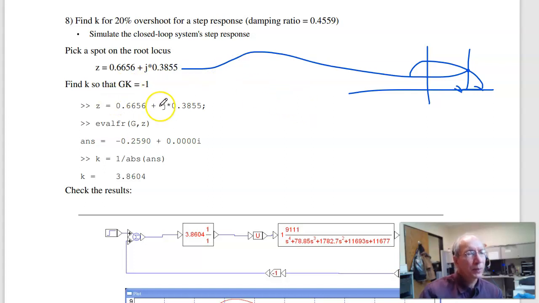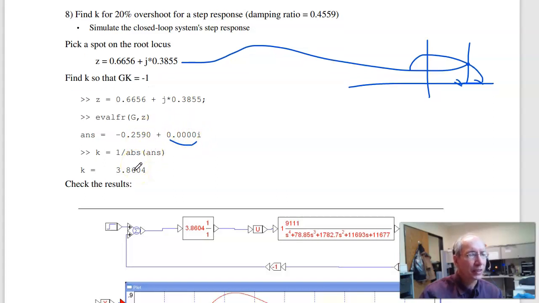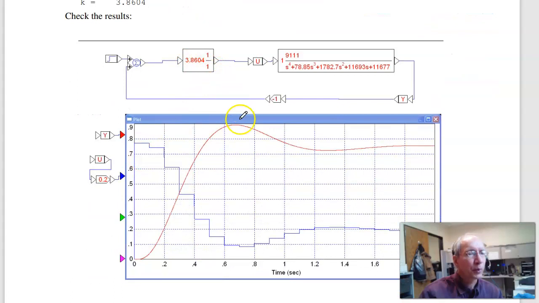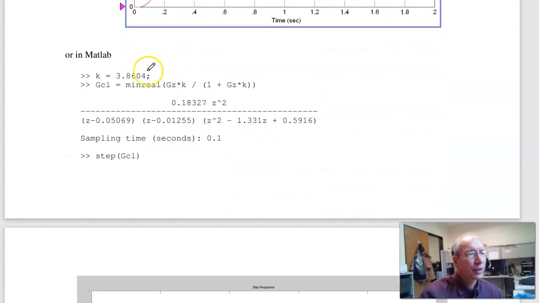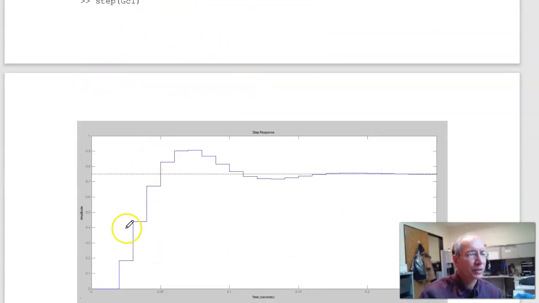At that point, pick k to make the gain 1. Analyze g of z at that point, and it's negative real. That's good. This term should be 0 to be on the root locus. Pick k to make the gain 1. K is 3.8. Plug in 3.8, I get 20% overshoot, just like I expect. Or in MATLAB, form gk over 1 plus gk, take the step response, and there's your 20% overshoot.